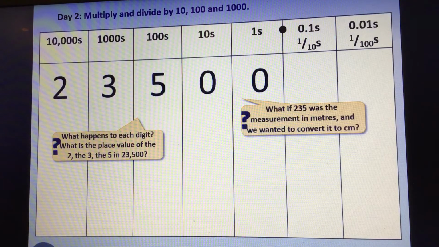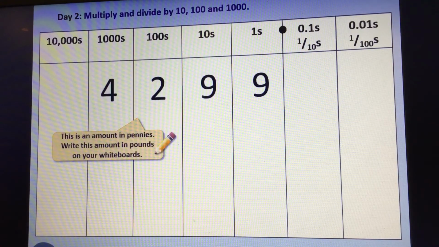So you can tell me the place value of the 2, the 3, the 5 in 23,500. The 2 is 20,000. The 3 is 3,000. The 5 is 500. All right.